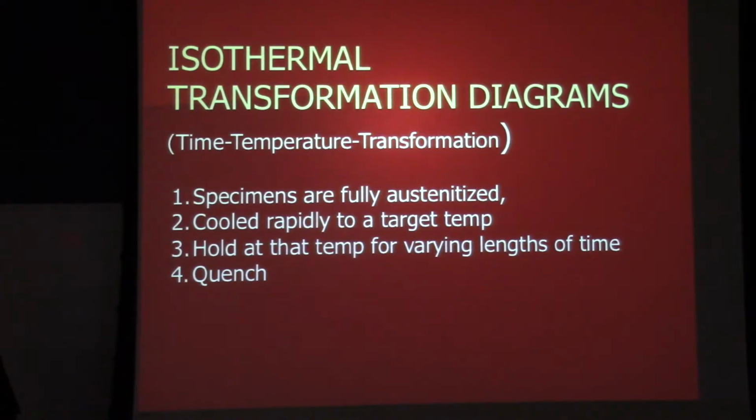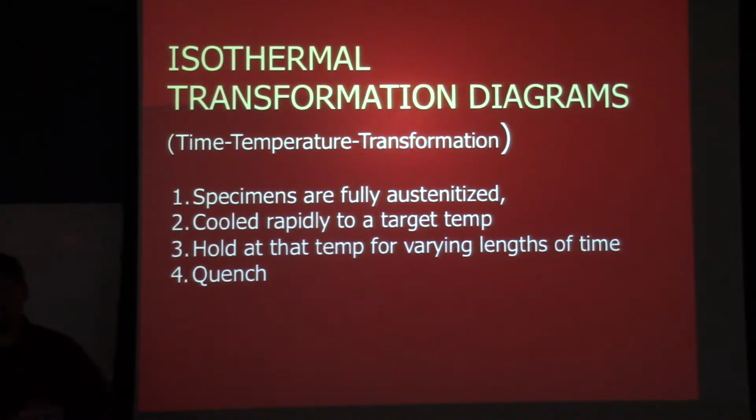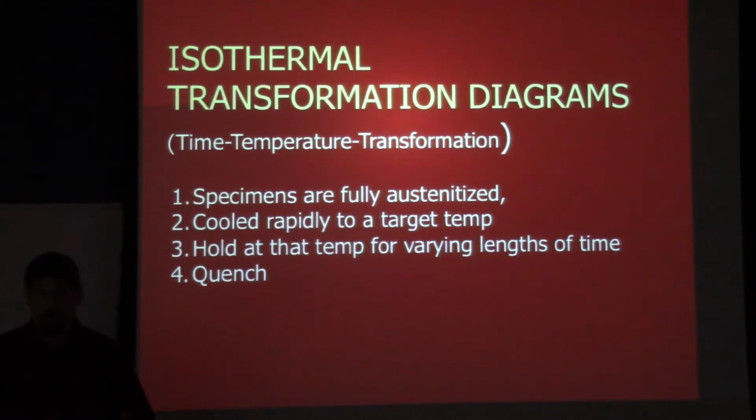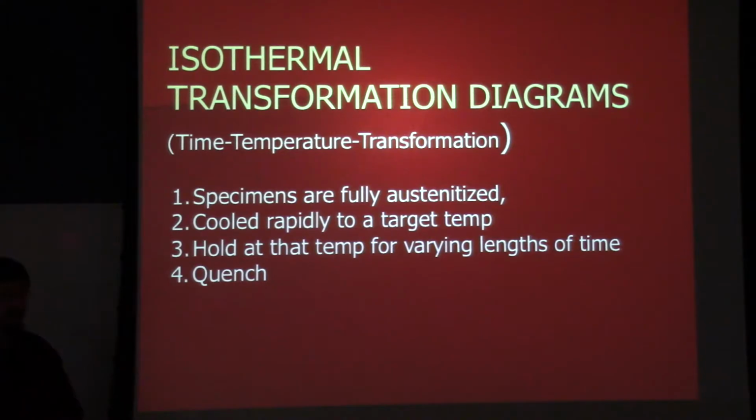This one is derived by a different set of experiments. So to determine this, you take your specimens, whatever you're going to deal with, and heat them up so that they're fully austenitized, and then cool them rapidly to some temperature. That might be room temperature, but it could also be some very elevated temperature. So maybe you fully austenitize at 1600 degrees, and then you cool to 1500 degrees, or whatever temperature you're interested in, and then you hold at that temperature for some length of time, whatever your interests are, and then you quench the specimen.